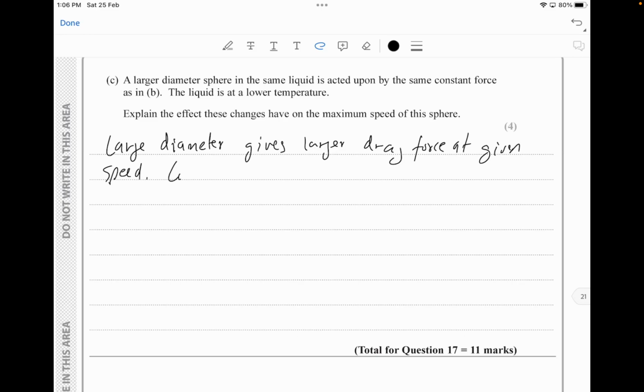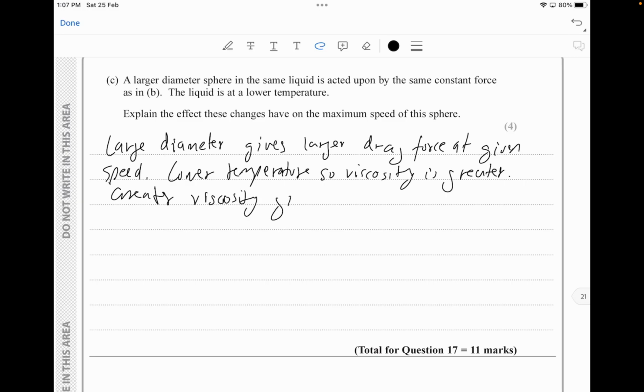You can also mention that at the lower temperature, the viscosity is greater. We can also mention that the greater viscosity means it gives a larger drag force at a given speed.